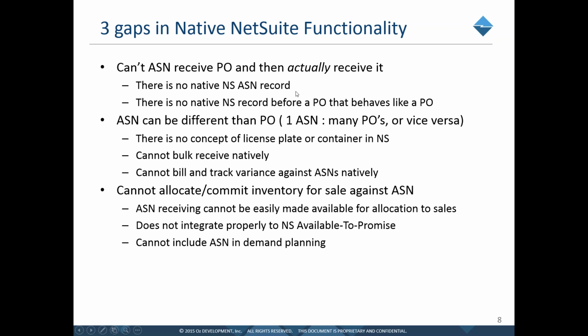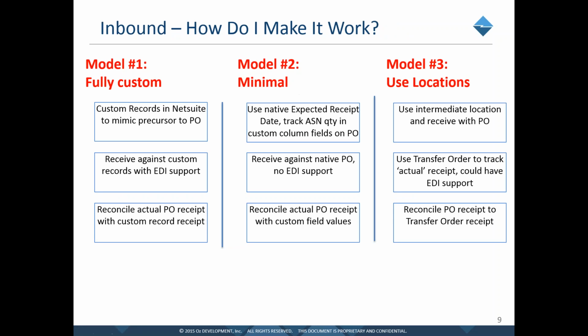And those solutions are, next slide please, Troy, really going to be a fully custom model, a minimal model, which means that you do a lot more stuff offline, but you just try to track the fact that an ASN is coming in and track the dates of it, or model 3, which is to use the location.